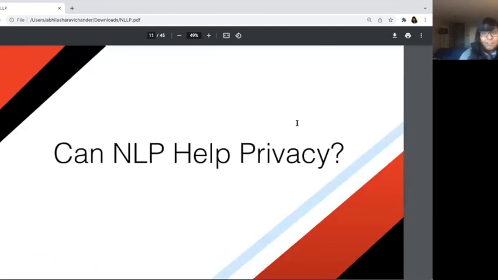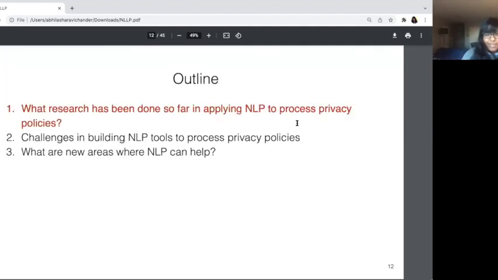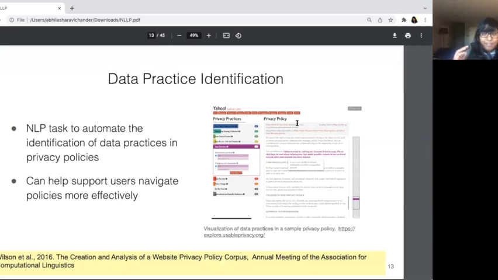So in this talk, I will be describing the potential for language technologies to make information in privacy policies more accessible to consumers, to regulators, and to developers. This is going to be the rough outline of this talk. I'm going to first describe what research has already been done in applying NLP to process privacy policies. And then I'm going to describe challenges that keep us from building effective NLP tools in this space. And finally, I'm going to describe new NLP applications which don't exist yet, but perhaps they should. And so I'm going to start by describing 5 NLP applications.